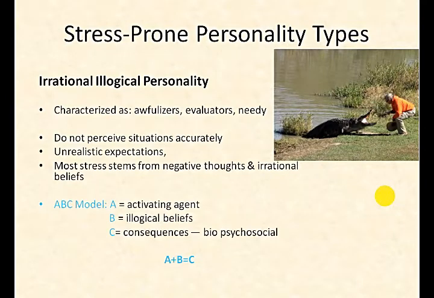Stress prone personality types: irrational, illogical personality. Characteristics are awfulizing, evaluators, needy, do not perceive situations accurately, unrealistic expectations. Most stress stems from negative thoughts or irrational beliefs. ABC model: A, activating agent; B, illogical beliefs; C, consequence: psychosocial.